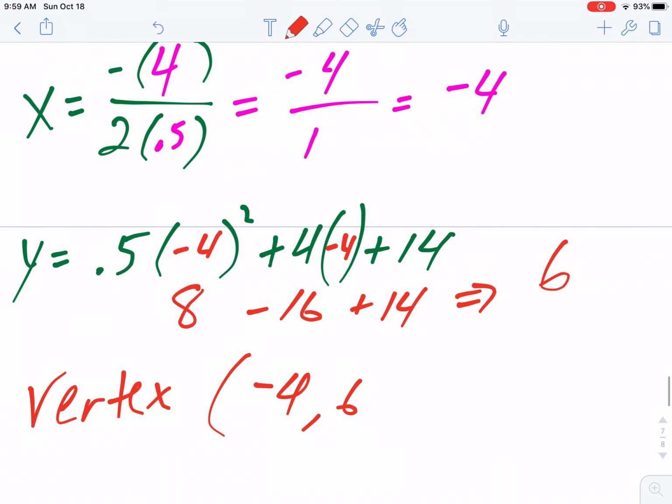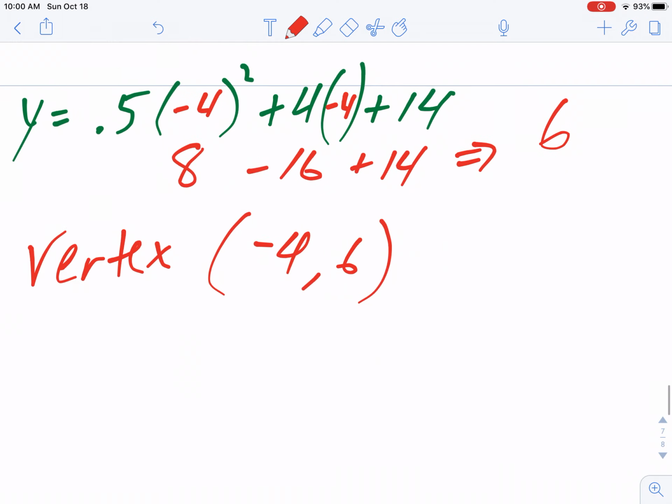remember, it's a point on a graph, so it needs to be written as an ordered pair. So I just had a typo there. My MyMathLab is very picky. All right, so there we go, negative 4 comma 6.